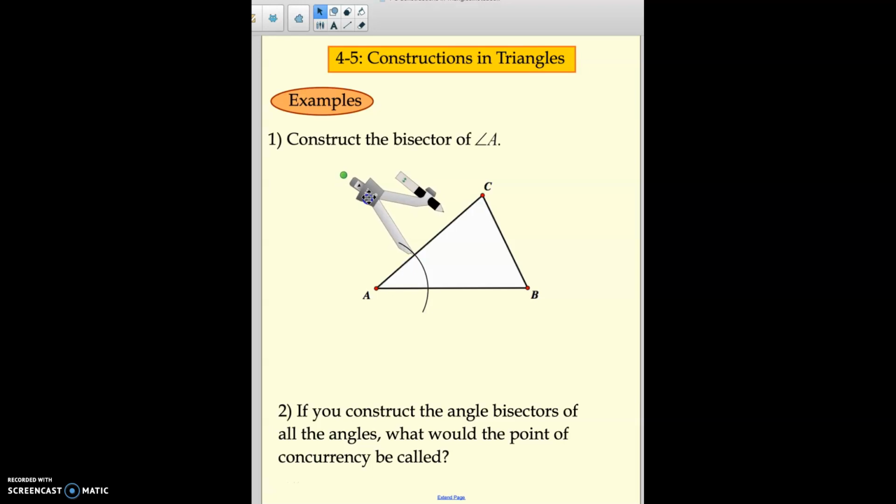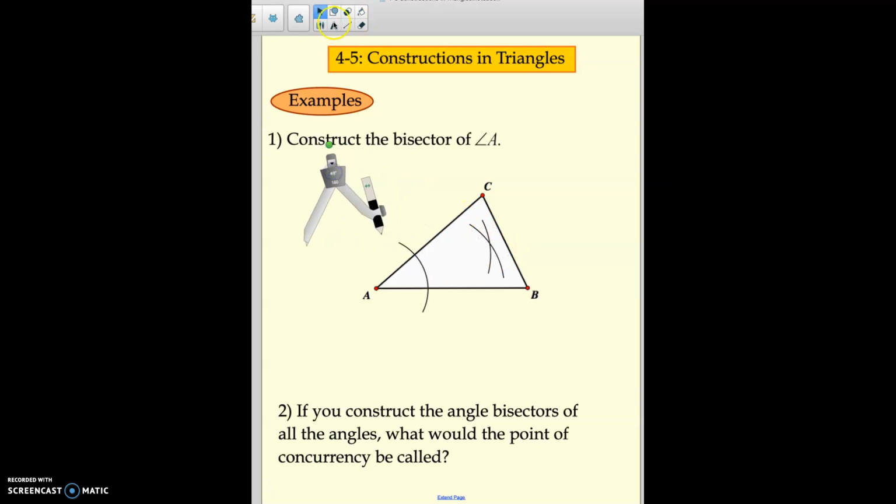Once it's there, I'm going to make sure I slide the compass out a little bit more, and I want to draw an arc towards the center there. Now I'm not going to change the setting on the compass, but I'm going to take the fixed point off of here and move it over to here, and draw that same exact arc using the other fixed point.